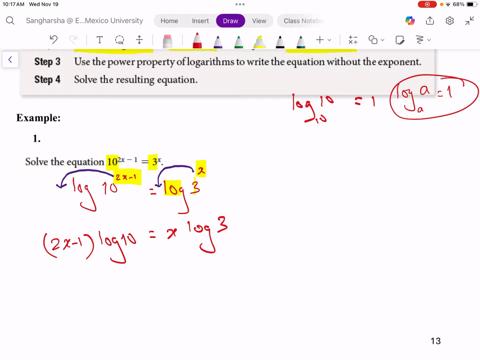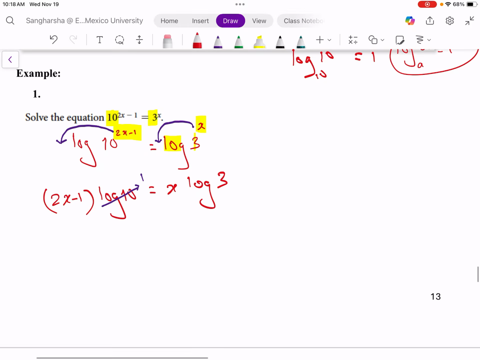Any question up to here? So log of 3, these are just numbers. You can just use your calculator and write down the value of log of 3 in terms of a number if you want, but that is not required. Now what do we know about log of 10? This is 1, right? So our equation looks like 2x minus 1 times 1, which is 2x minus 1, equals x times log of 3.